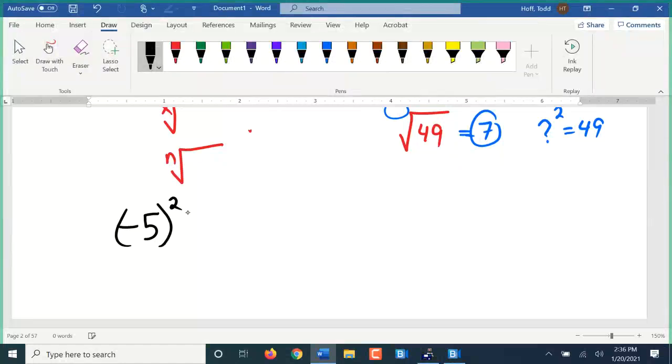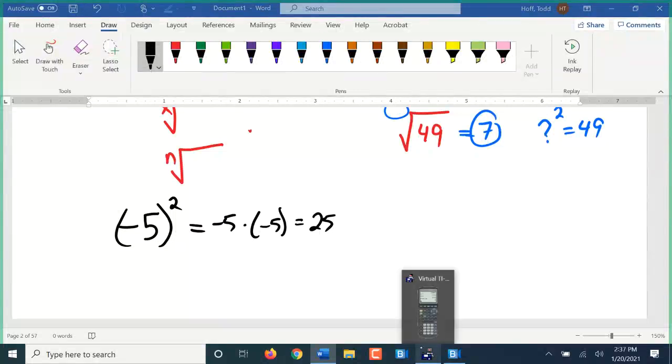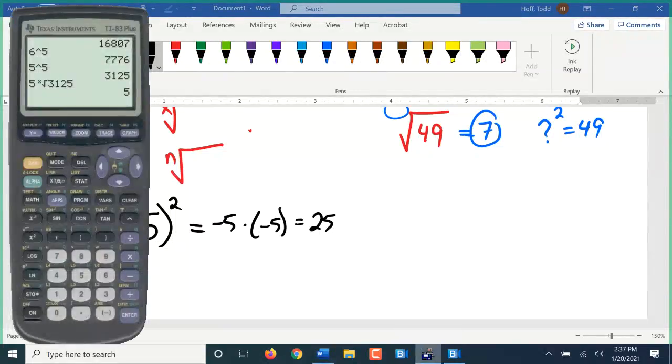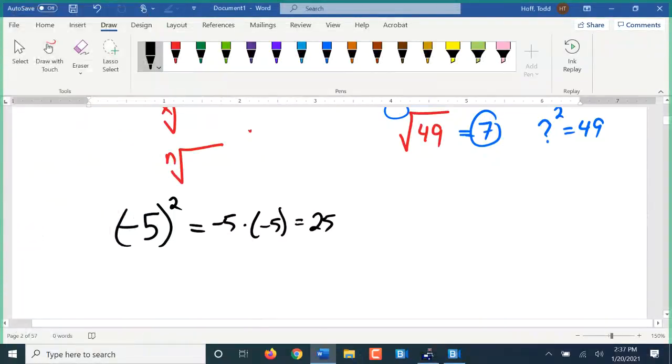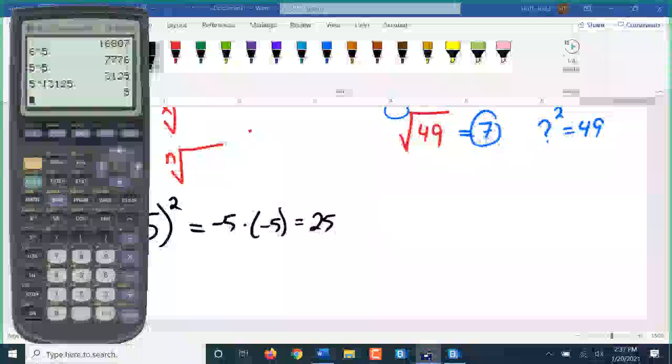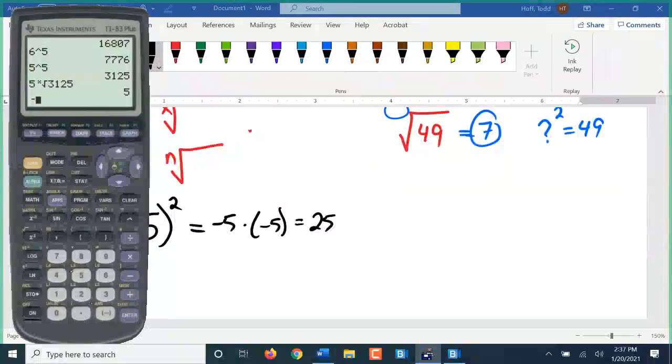What is negative 5 squared? Yeah, it's just negative 5 times negative 5. Negative times a negative is a positive. 5 times 5 is 25. Well, on the calculator, if we're not careful, especially on the Texas Instruments, this is one of the things you got to be careful with. I try to do negative 5 squared. I enter negative 5 and then hit my X squared key. It's going to tell me that it's negative 25.